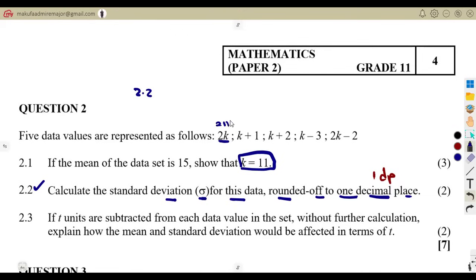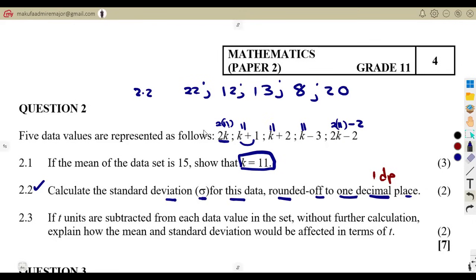That's 2 times 11, which is 22. The following, that's 11 plus 1, which is 12. This is 11 plus 2, which is 13. This is 11 minus 3, which is 8. This is 2 times 11, then minus 2, which gives us 20. So these are the numbers: 20, 22, 12, 13, 8, 20. These are our numbers if we substitute k as 11.